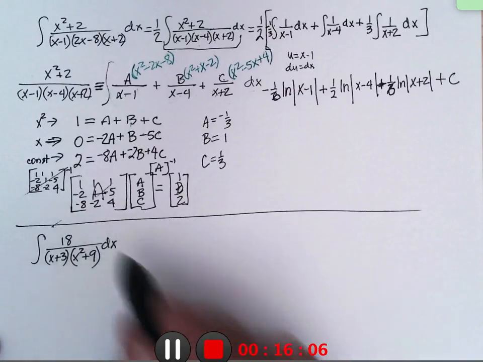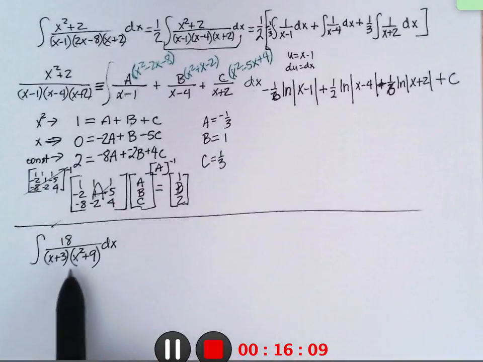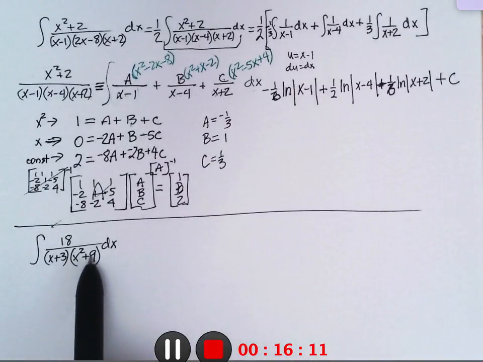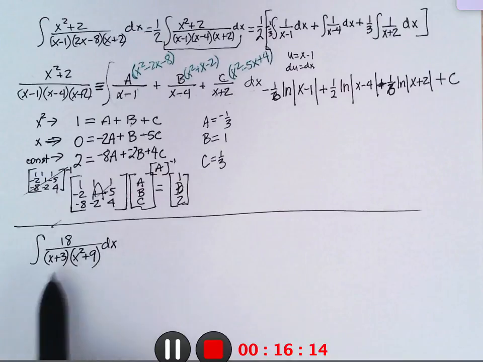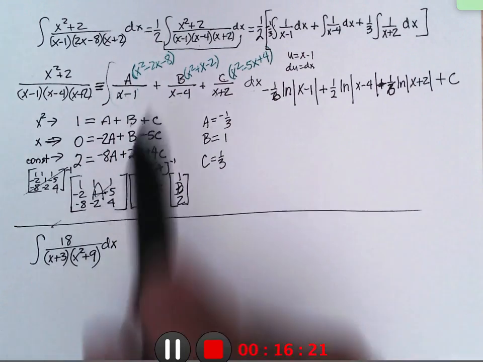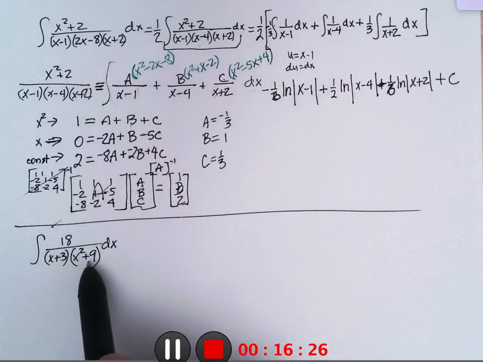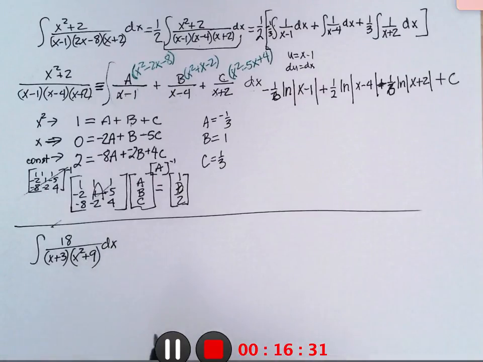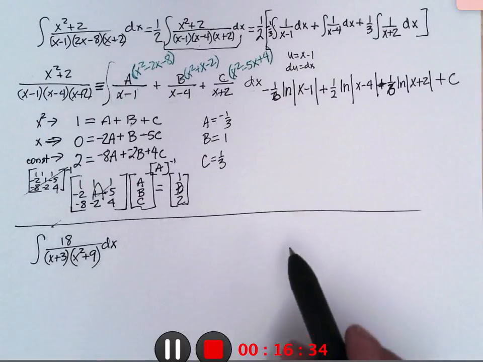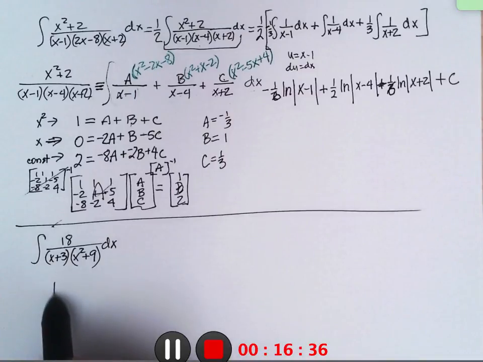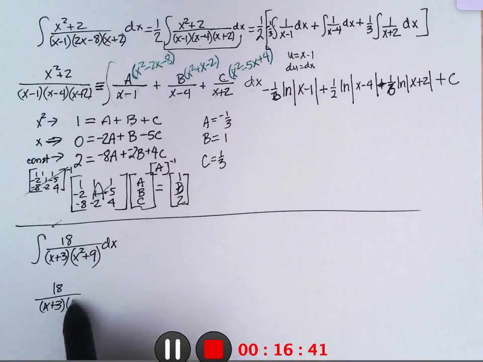Now, this is a quadratic factor. If you graph it, it makes a parabola. This is a linear factor. If you were to graph y equals x plus 3, you get a line. So linear factors, you put a single constant like a over it. But quadratic factors, you have to deal with a little differently, unless that factors. Now, does x squared plus 9 factor? I believe not.